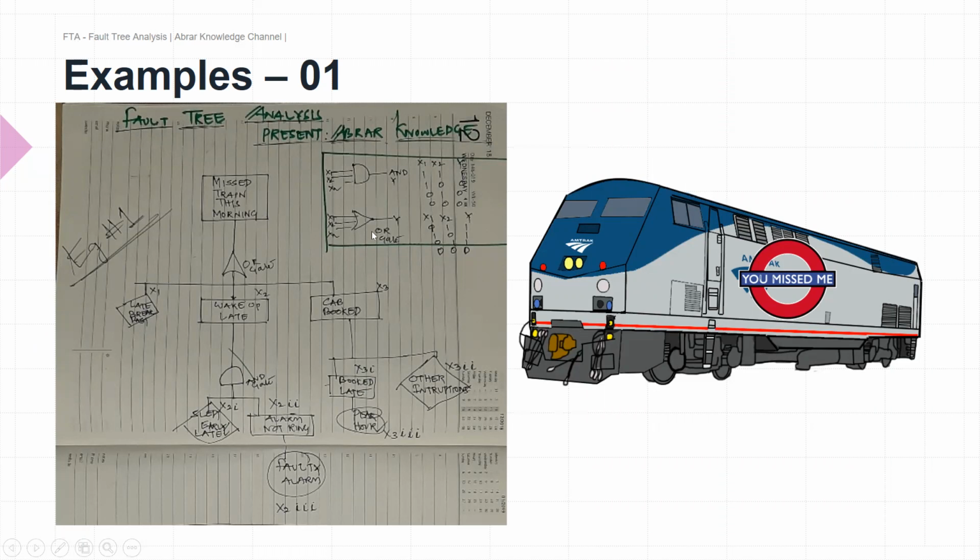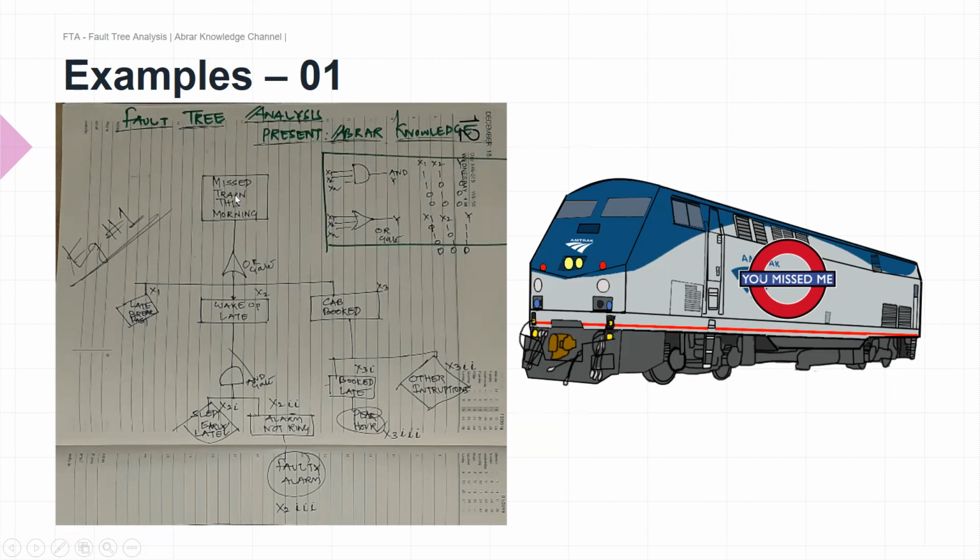As I said, AND and OR, these two get used here. For the AND gate, inputs x1 and x2: 1 and 1, you will get 1. 1, 0, you will get 0. 0, 1, you will get 0. And 0, 0, you will get 0. Similarly for the OR gate, 1 and 1, you will get 1. 1, 0, any of the events happening, you will get 1. 0, 1, you get 1. And 0, 0 is 0. So this is the scenario of the OR gate.